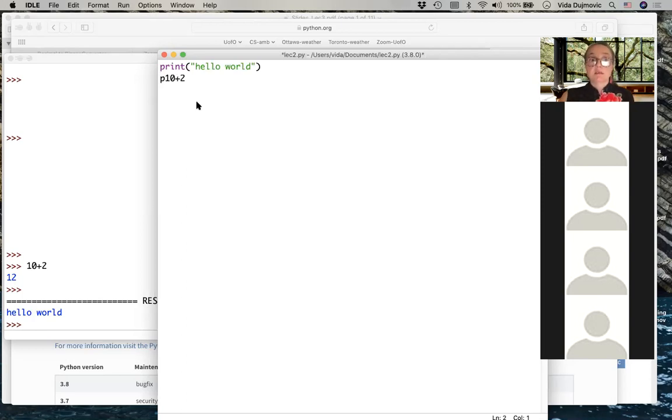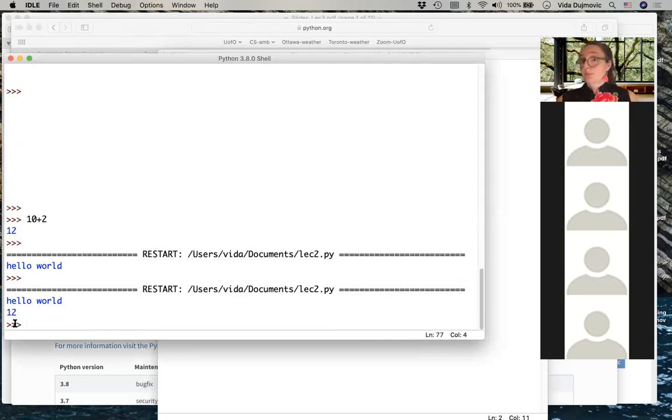So if you wanted to display the result of this expression, we would have to put it inside of the print statement. So in this case, Run Module, it's now going to do both. But when you're in a shell, like we are right now, it's going to display whether you want it or not. You evaluate an expression and Python displays it.